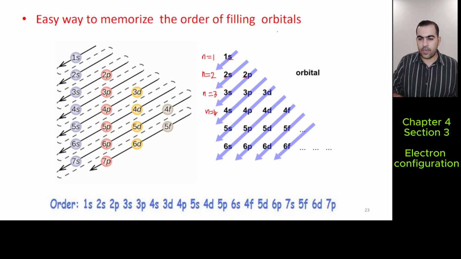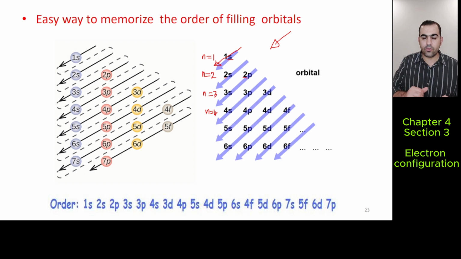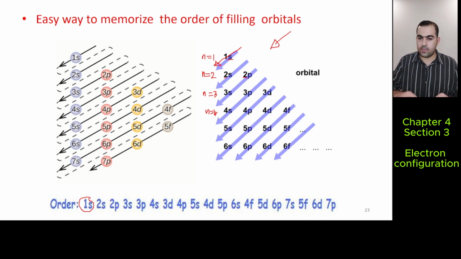I pass the arrow through the orbitals. For example, 1s. First, the arrow passes through what? 1s. The 1s is the lowest energy orbital. That means first we fill 1s.